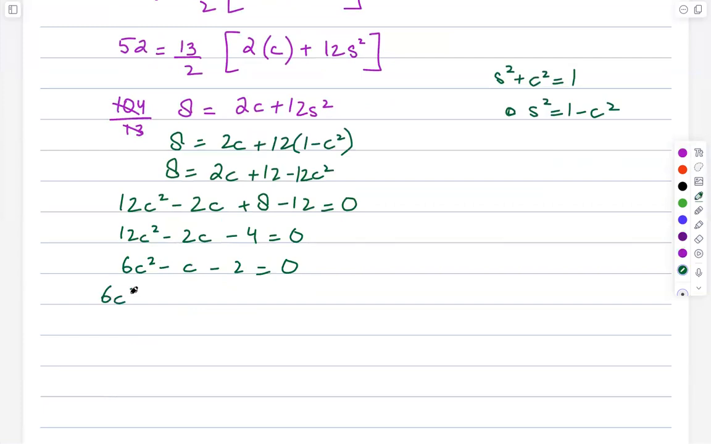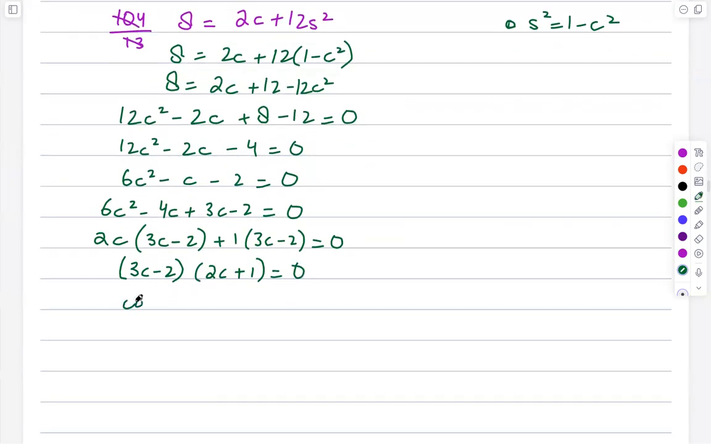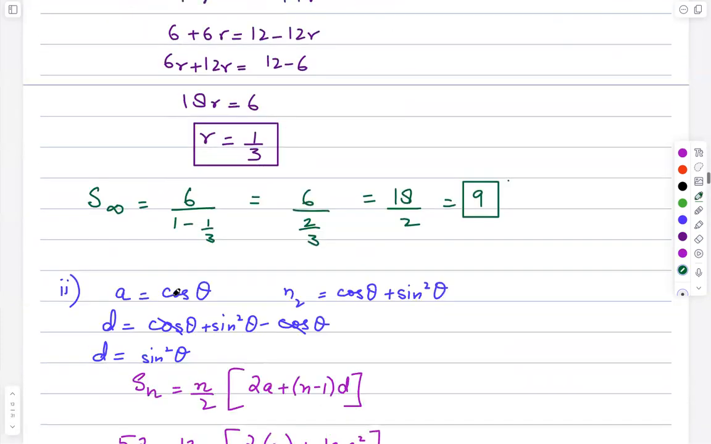Factorizing this, we'll get 6 cos squared minus 4 cos plus 3 cos minus 2 equals 0. Taking 2 cos common, this will become 3 cos minus 2, and taking 1 common over here, we'll get 3 cos minus 2 equals 0. Simplifying, this will become 3 cos minus 2 and 2 cos plus 1 equals 0. So cos theta will equal 2 upon 3 and cos theta will equal minus 1 upon 2.